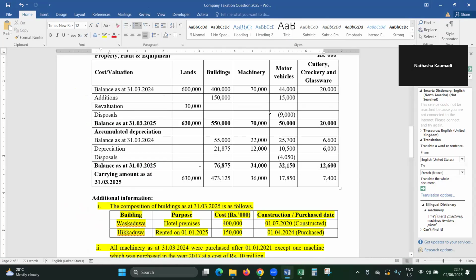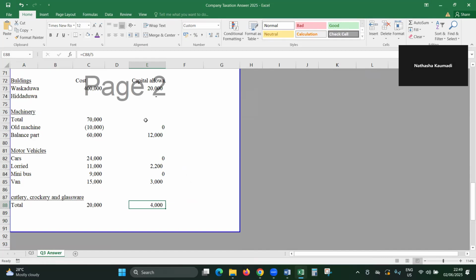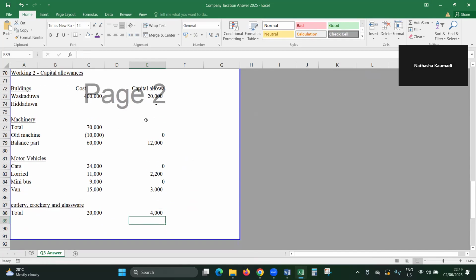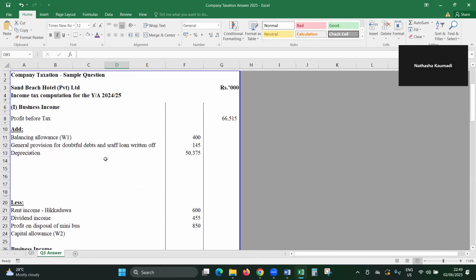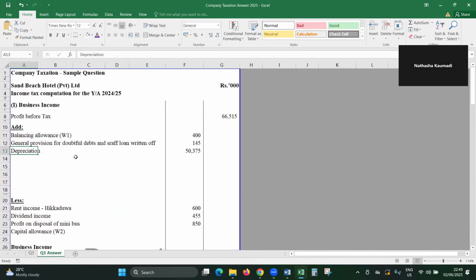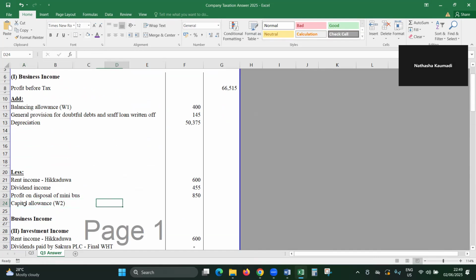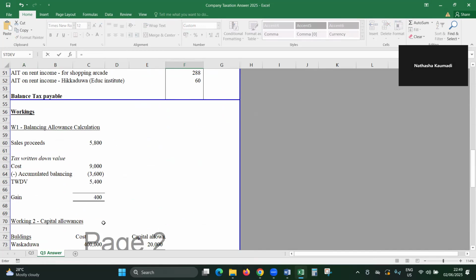Right. So in that case, have we taken lands? We don't claim capital allowance. Buildings, machinery, motor vehicles, cutlery. We have taken all 4 categories. So I'm taking the total of these capital allowances, which is 41,200. So we added back the accounting depreciation and then we are deducting the capital allowance, the tax depreciation, which is 41,200. I'm linking.